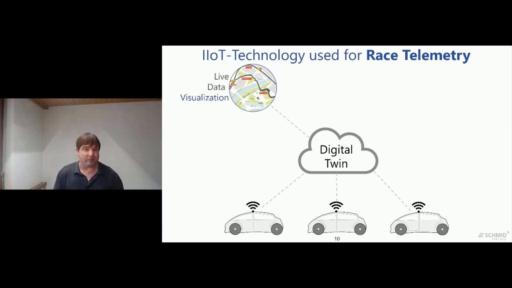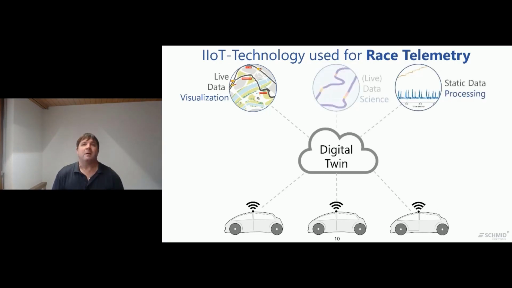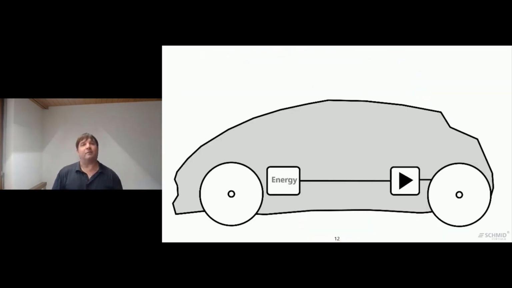We make a live visualization so we can see where the cars are on the track. We do some data processing to analyze the performance of the day, and then we do some data science to get some predictive results. And what we do now is we dive into every piece of that building block and see what happens there.